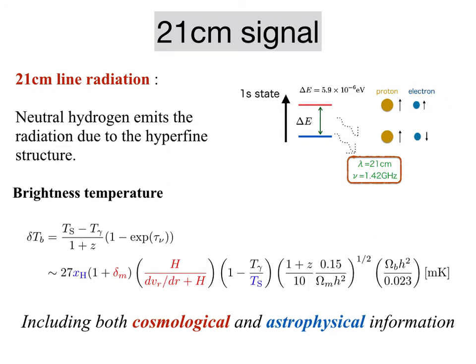As a promising tool to probe the EoR, we focus on the 21 cm signal. A neutral hydrogen atom has different energy levels between singlet and triplet states, so it emits radiation according to the energy difference. The 21 cm signal is emitted by neutral hydrogen atoms due to the hyperfine structure. The observable of the 21 cm signal is the brightness temperature, represented by this form. The important thing about the 21 cm signal is that it includes both cosmological and astrophysical information.